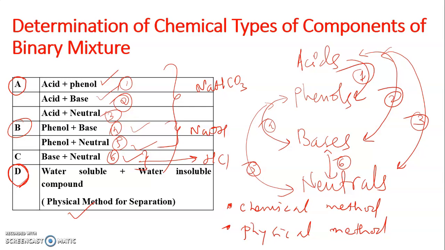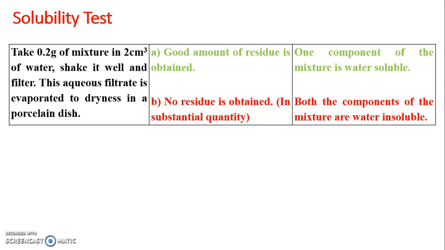So for the determination of chemical type, the first test that we have to perform is the solubility test. Okay, let us see what the solubility test is and how to perform it in the laboratory. You have to start with 0.2 gram of mixture. Take 2 cm cube of water, shake it well and filter. The filtrate obtained we have to evaporate up to dryness, complete evaporation of water. And then we have to observe what remains in the evaporating dish, whether residue is remaining or no residue is remaining, and accordingly we are going to have two possibilities.